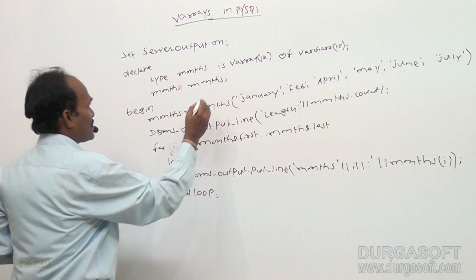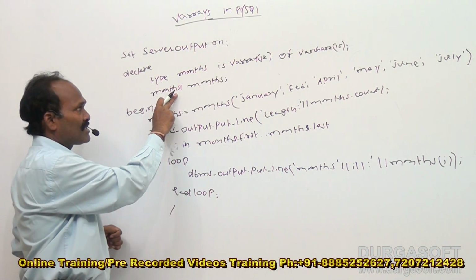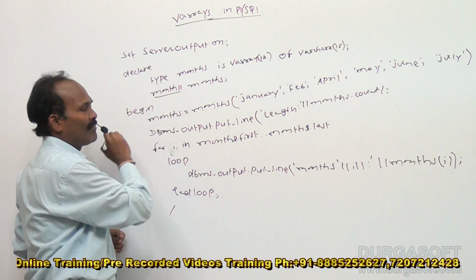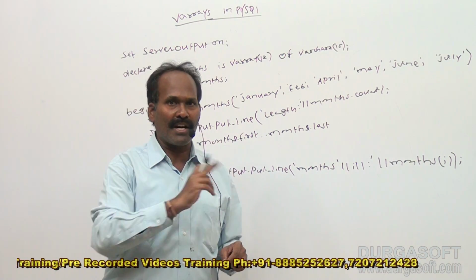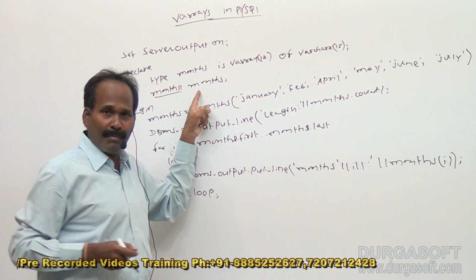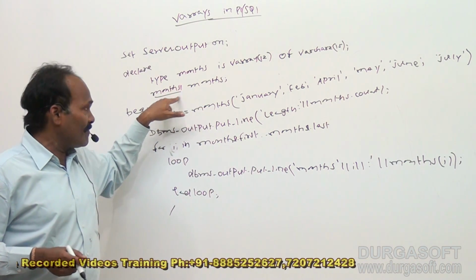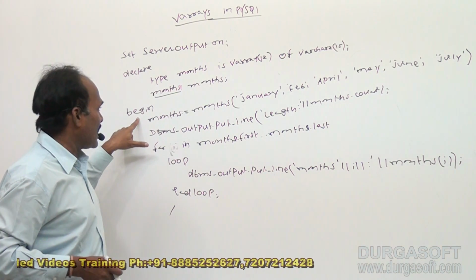Now look at the next line. What is happening here? months1 months. So months1 is a variable, just like in the previous example, address ADDR. Address is a variable of the defined type ADDR. Here the defined type is months, and months1 is a variable of type months.